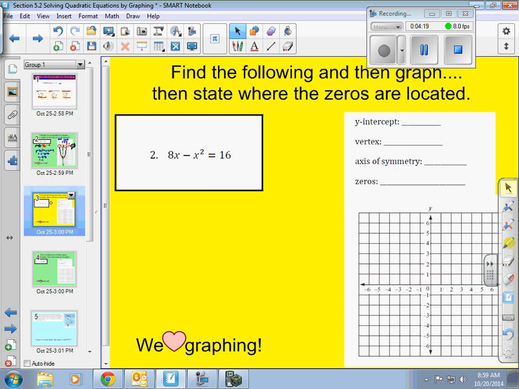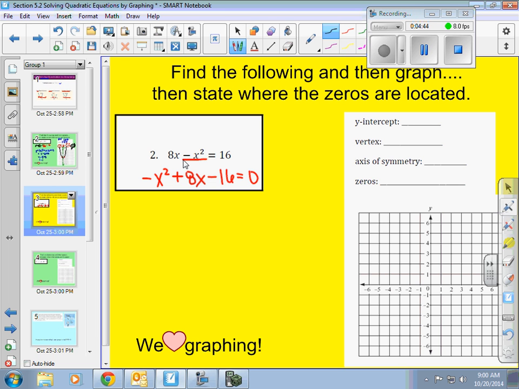Go ahead and look at example 2. If I look at example 2, this is not in standard form. And by standard form, I mean I have everything on one side, and then I have it highest exponent to the lowest exponent. So I'm just going to reorganize. I'm going to put this first. So I have negative x squared plus 8x. Now I'm going to move 16 to the left-hand side. So I would have to subtract 16. Now it is in standard form.